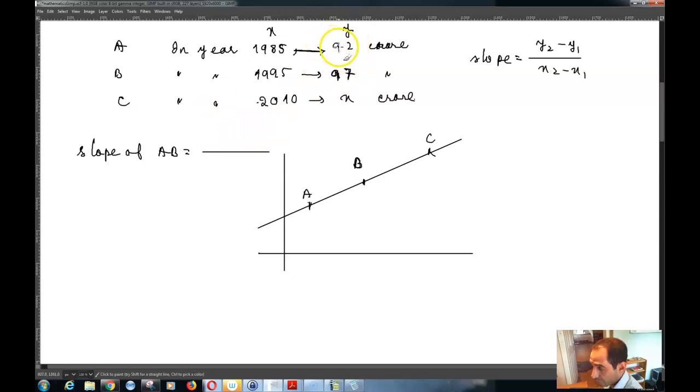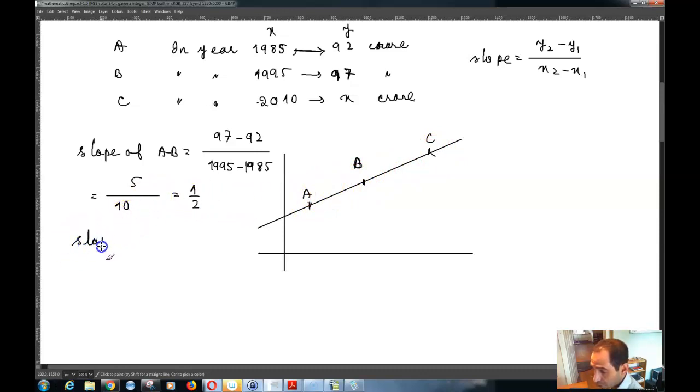So 97 minus 92 over 1995 minus 1985, which is the same thing as 97 minus 92 is 5, and that is 10 years, 1995 to 1985, so that's 10 years, which is equal to 1/2. So the slope of this line segment is 1/2. Now the slope of this line segment is supposed to be the same as the slope of this line segment.